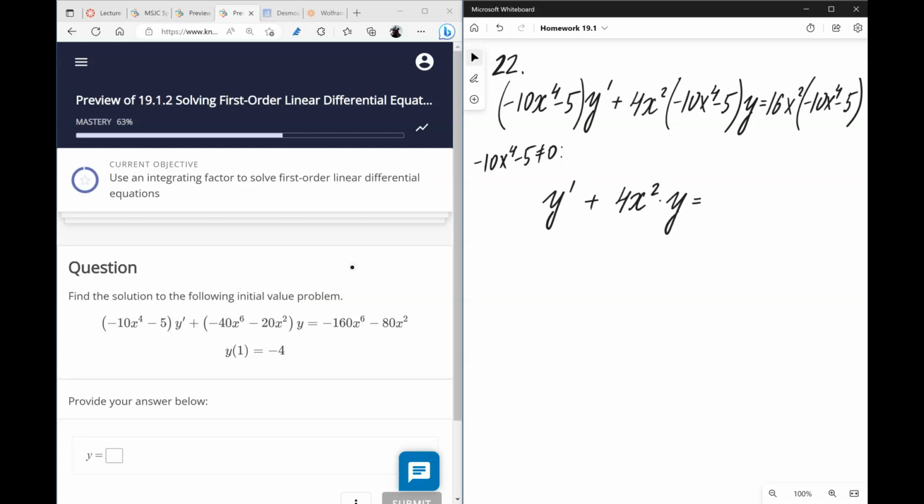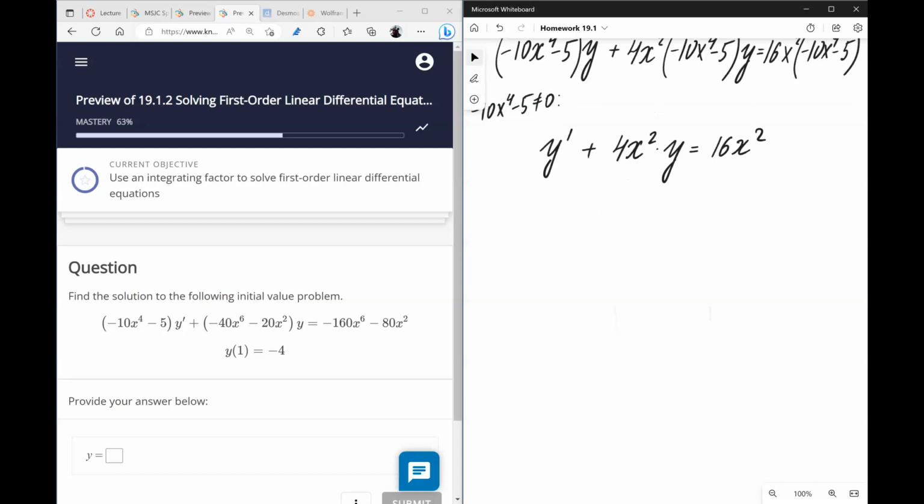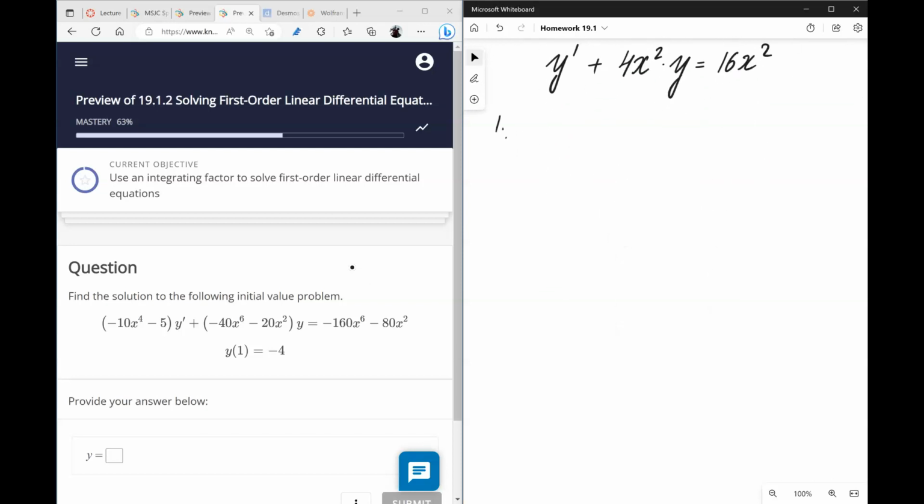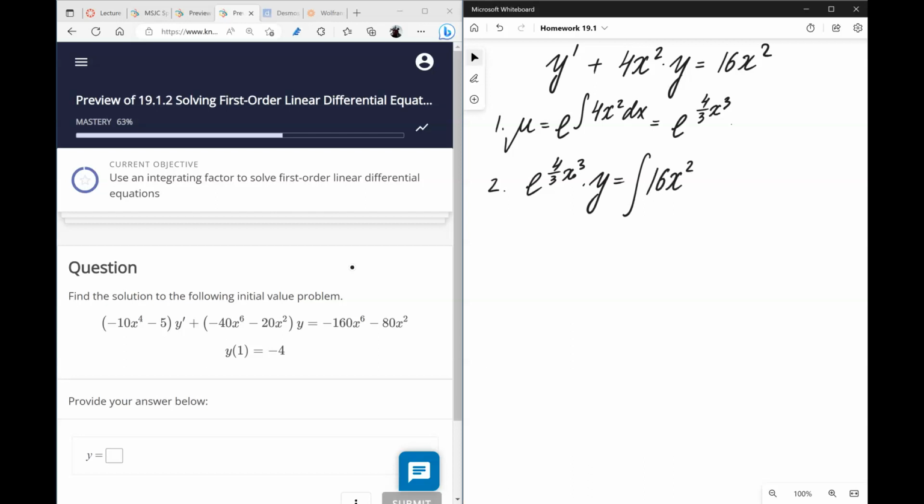The integrating factor is e to the power integral of 4x squared dx, so it is e to the power 4/3 x cubed. We can assume c is equal to 0 as always. Now the left hand side becomes the integrating factor times y. The right hand side becomes the integral of the right hand side times the integrating factor.